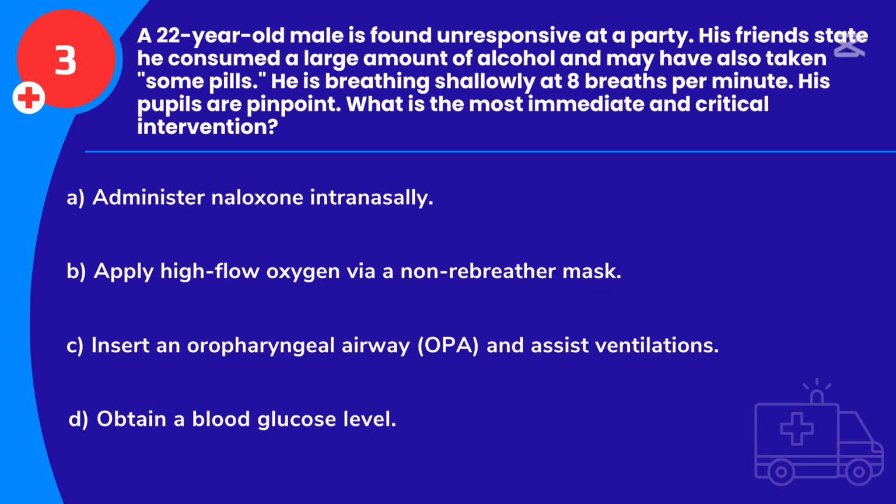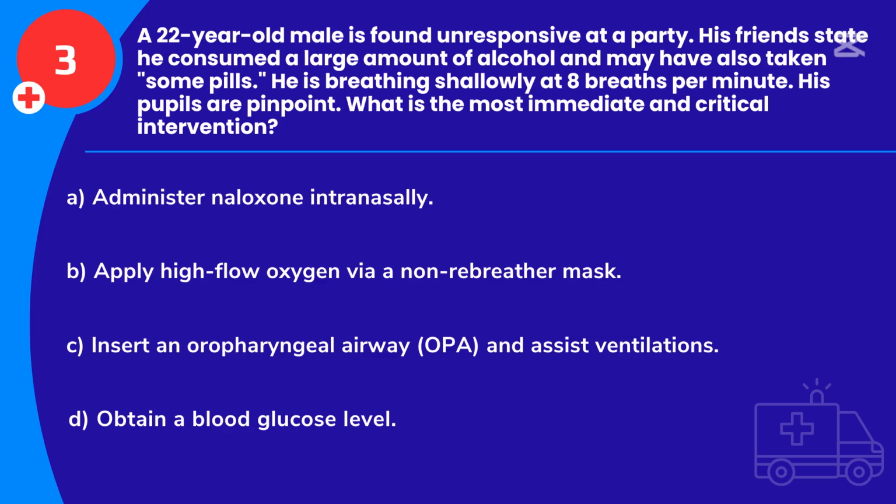Question 3. A 22-year-old male is found unresponsive at a party. His friends state he consumed a large amount of alcohol and may have also taken some pills. He is breathing shallowly at 8 breaths per minute. His pupils are pinpoint. What is the most immediate and critical intervention?